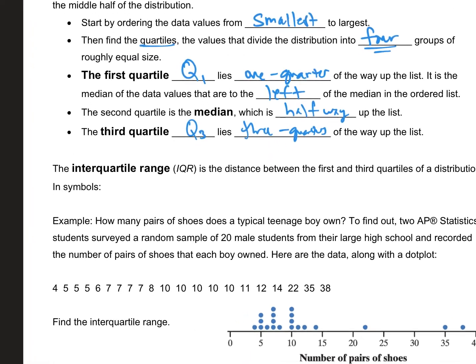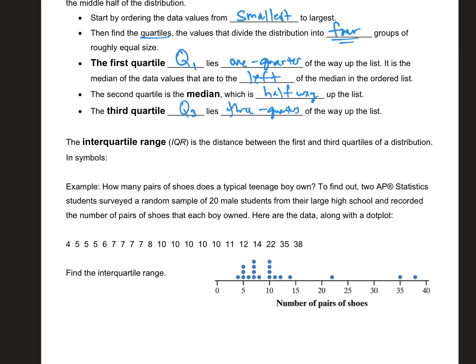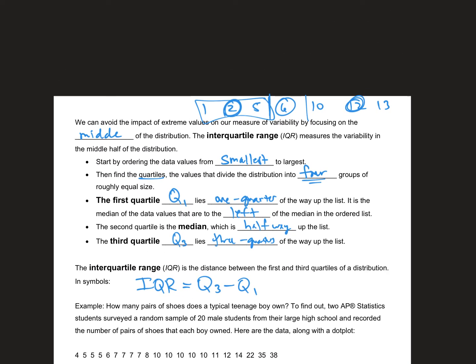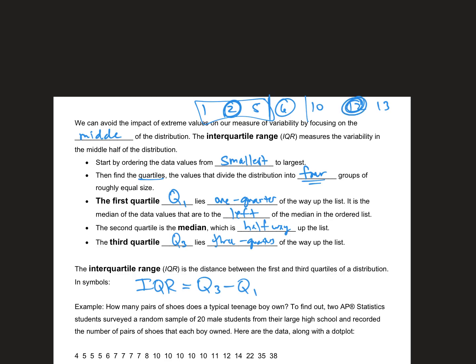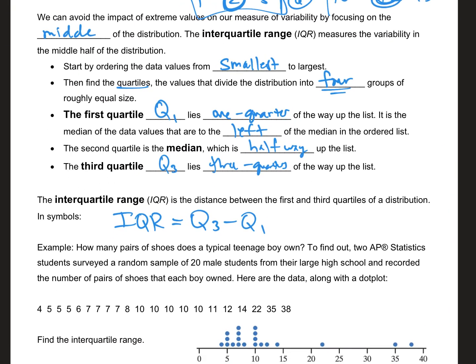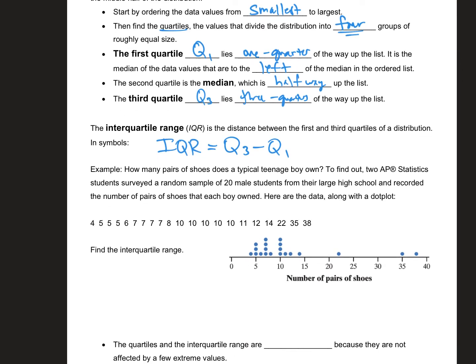Okay, and then the interquartile range, the IQR, is the distance between the first and third quartiles of the distribution. And here's how you find it. IQR equals Q3 minus Q1. So you take Q3, here's 12 minus 2, so the interquartile range would be 10 on that one. Okay, and then here's an example.